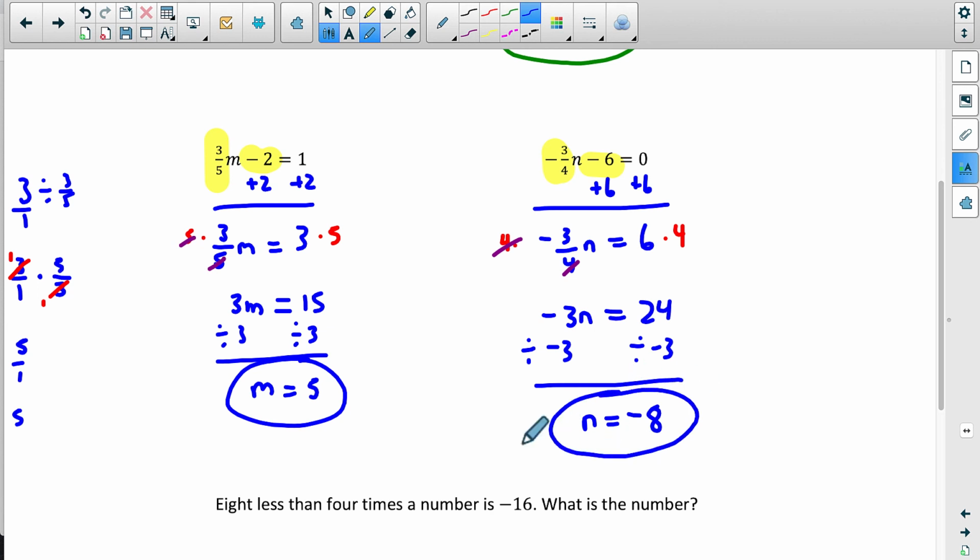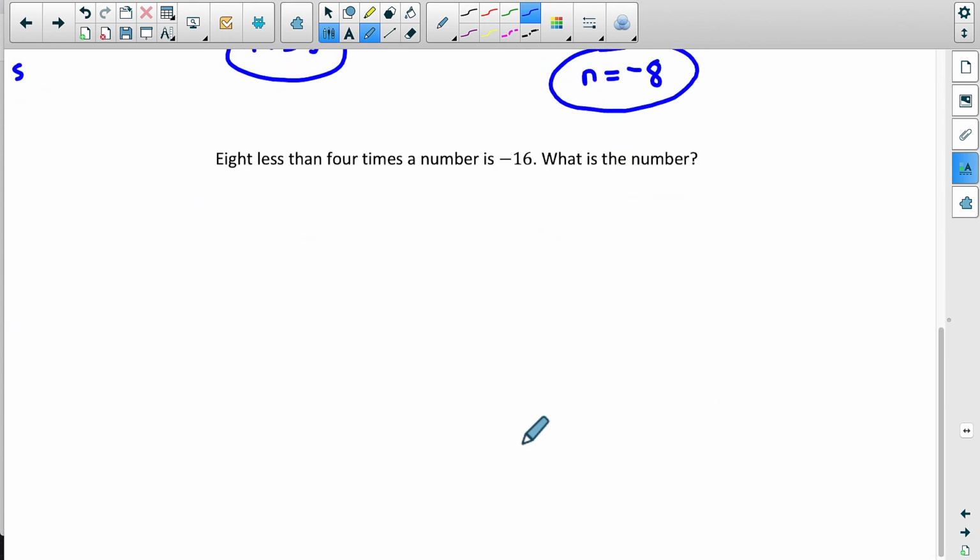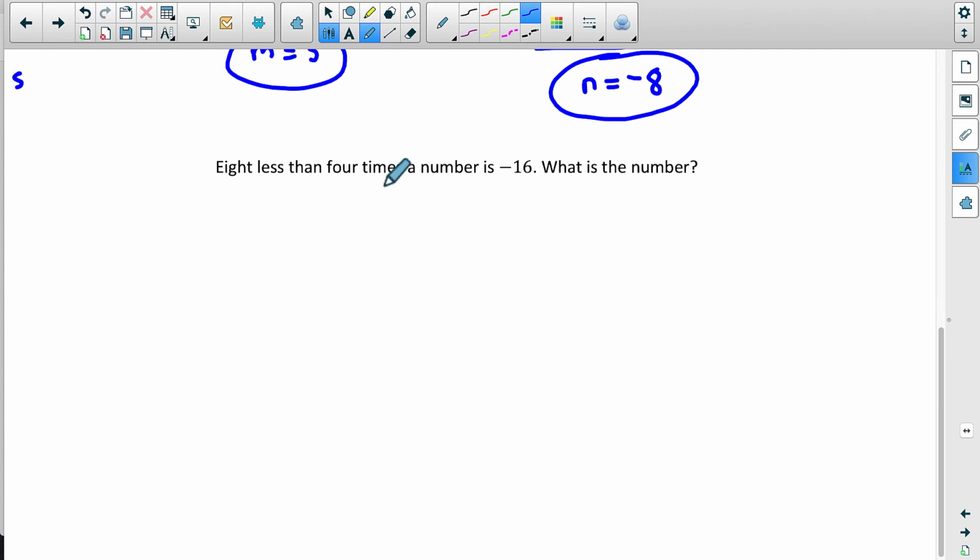Nice job. Okay, one quick word problem and we're done. 8 less than 4 times a number is negative 16. So we have this 8 less, we have 4 times a number, and we have this is negative 16. Let's start with the is negative 16. What would that mean, is negative 16? That would mean equals negative 16.